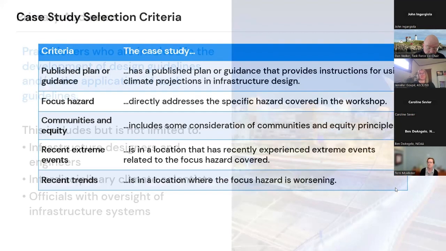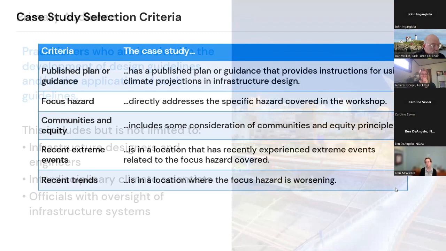So just to help you understand how we came up with our case studies, we have our criteria listed on the left. We wanted to work with communities that had been in this space for a while. So they had a published plan or guidance. They had specific hazards that they were focusing on and had been developing this guidance for. There was some consideration of community perspectives and equity principles.